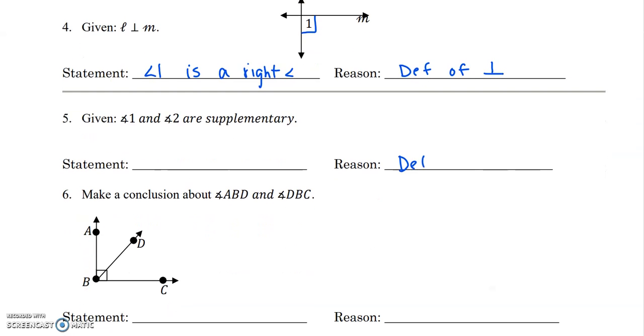Supplementary, so definition of supplementary is going to be our reason. And what does it mean to be supplementary? It means that the measure of angle 1 plus the measure of angle 2 has to total 180 together when we add those angles.